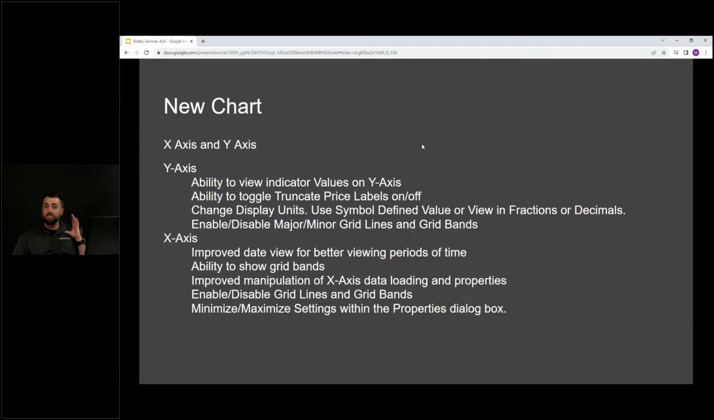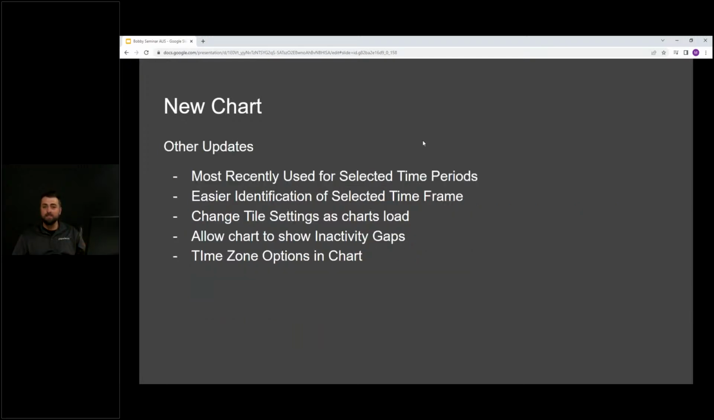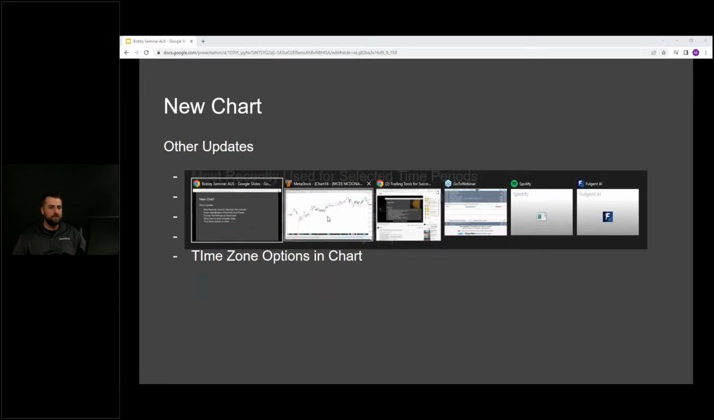We've also added several updates to the X and Y axis inside of MetaStock, and there's new ways of editing those and manipulating them.